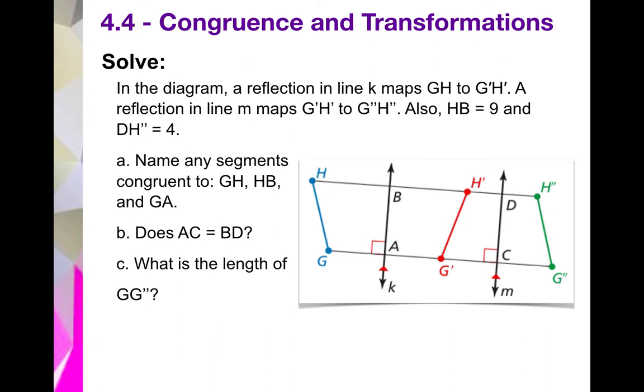And then what's the length of G to G double prime? Well, we know that HB is 9, and we know that H double prime is 4. Well, this is 4, then this also has to be 4 over here. So that's 4, and then we have, this is 9. So 9 plus 4 is 13, and that makes the distance from here to here 13. Therefore, if we measure from G to G double prime, it's going to be twice that, or 26. That's the length.